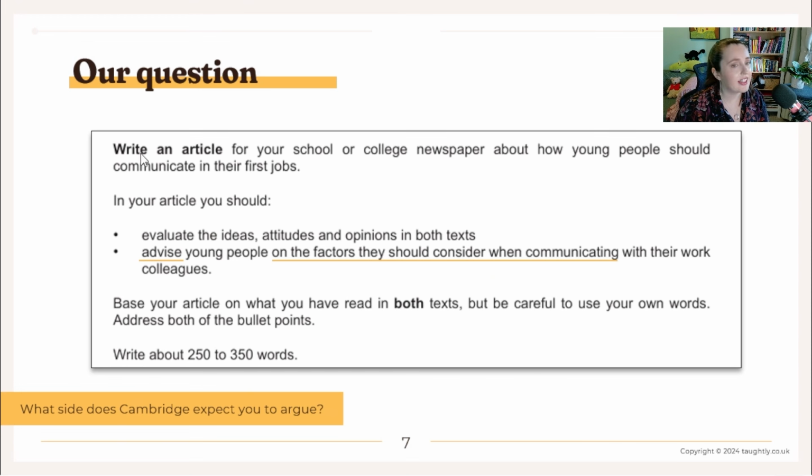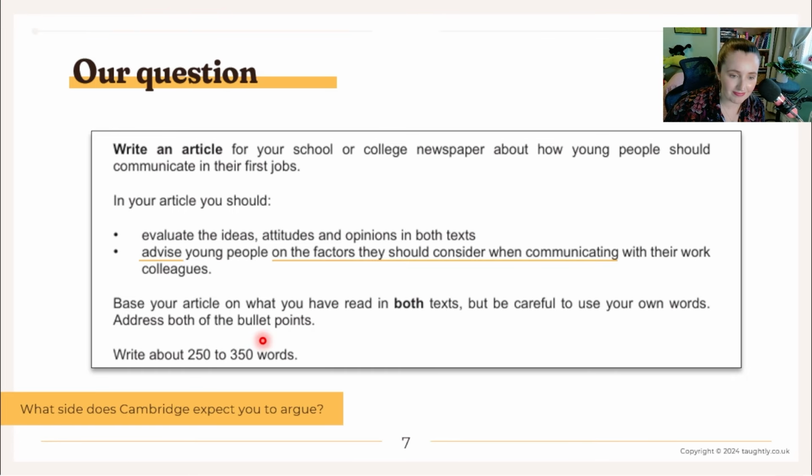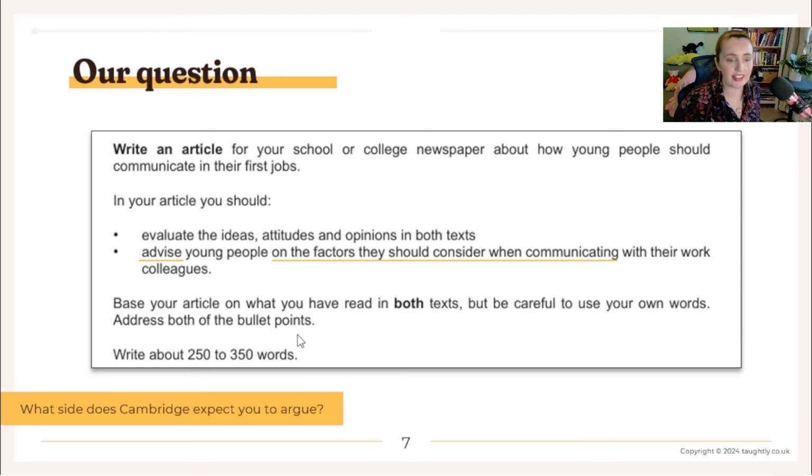So the question says, write an article for your school or college newspaper about how young people should communicate in their first jobs. In your article, you should evaluate the ideas, attitudes and opinions in both texts. Advise young people on the factors they should consider when communicating with their work colleagues. Base your article on what you have read in both texts, but be careful to use your own words. Address both of the bullet points, write about 200 to 350 words. A suggestion, not a limit. If you go over, it's fine. To be honest, most students that score highly will go over that word count. There is no penalty, don't worry about it.